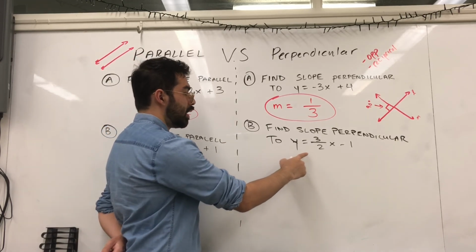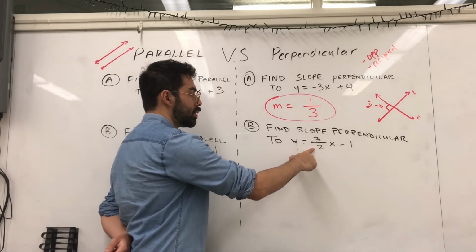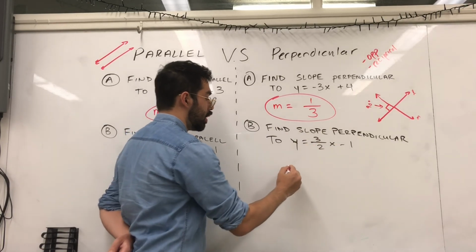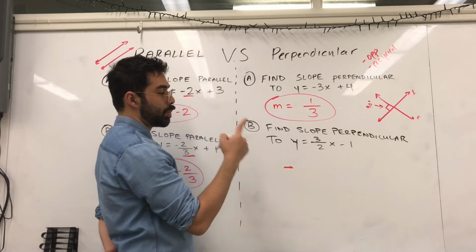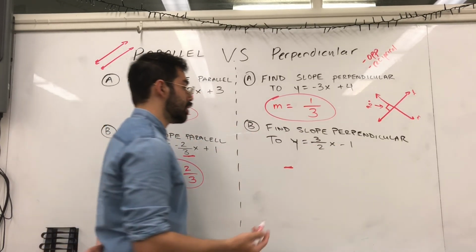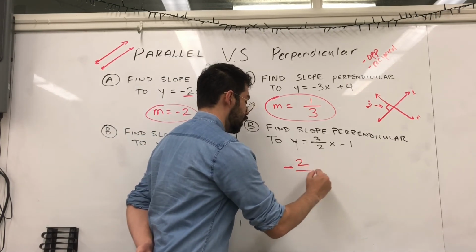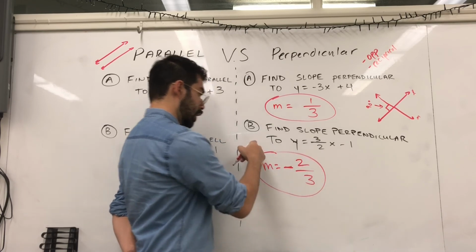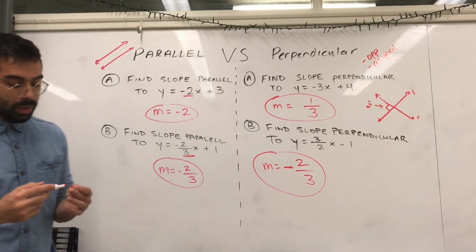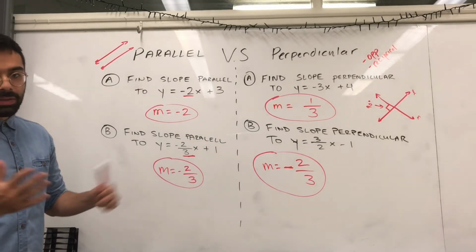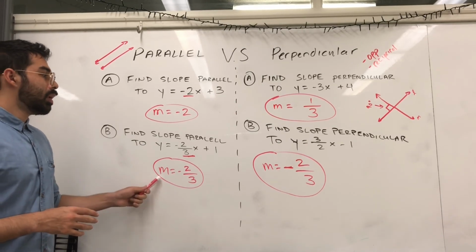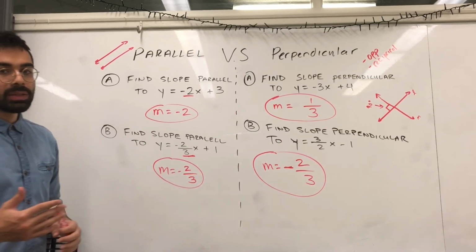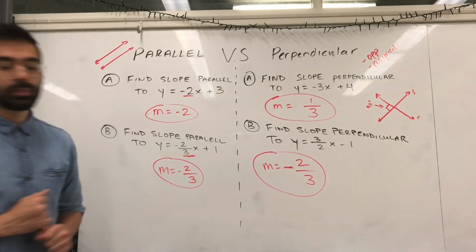Again, same idea here. Opposite reciprocal. As of right now, the slope is 3 over 2. Opposite meaning now it's going to be negative, and reciprocal meaning you want to flip the fraction, so that's going to end up being negative 2 over 3. So this is your slope for letter B, okay? What you're about to get next is your practice problems, but we'll go through this a bit more when we get to class next week, okay?